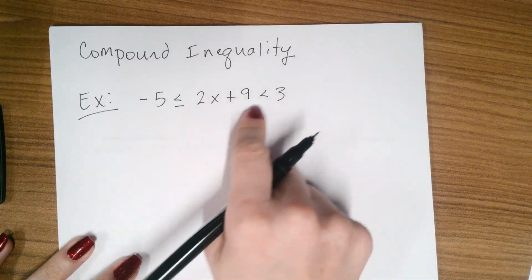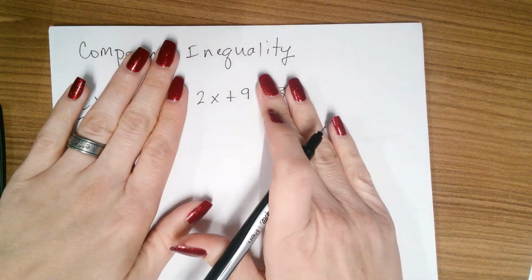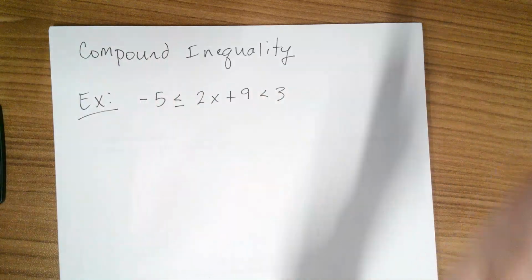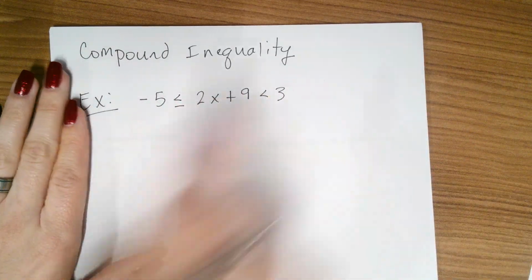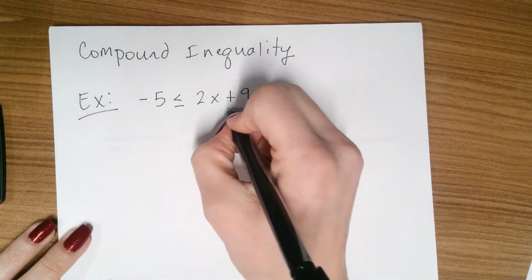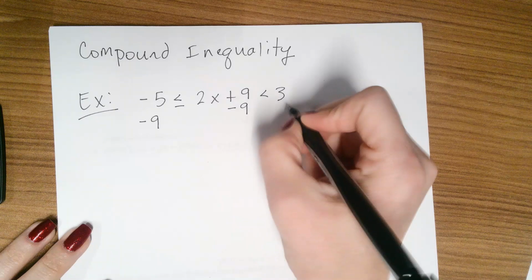So focusing on the center here, I'm going to solve this just like a regular equation or inequality. I need to get rid of the 9, so we'll subtract 9, but instead of just left and right, I'll do it from all 3 sides, and then eventually we'll divide by 2. So let's start by subtracting 9, and I'll subtract 9 from all 3 sides.